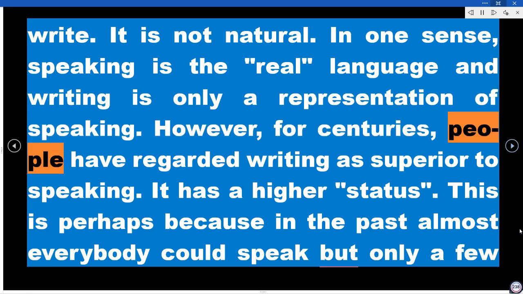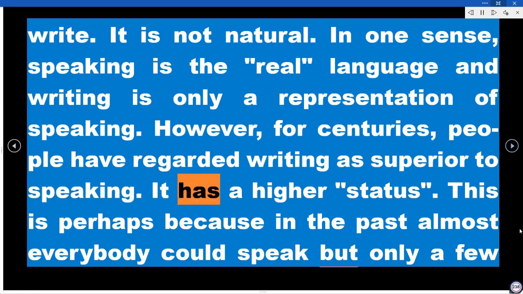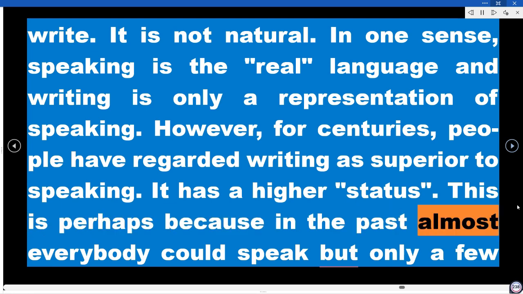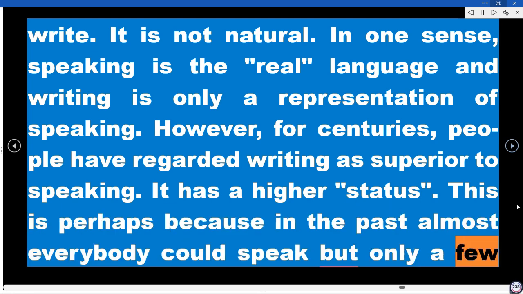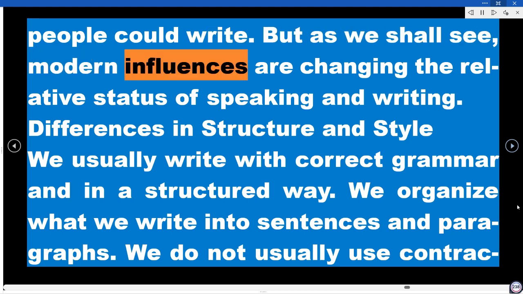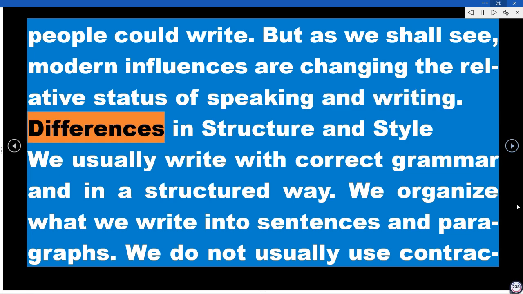However, for centuries, people have regarded writing as superior to speaking. It has a higher status. This is perhaps because in the past almost everybody could speak but only a few people could write. But as we shall see, modern influences are changing the relative status of speaking and writing.